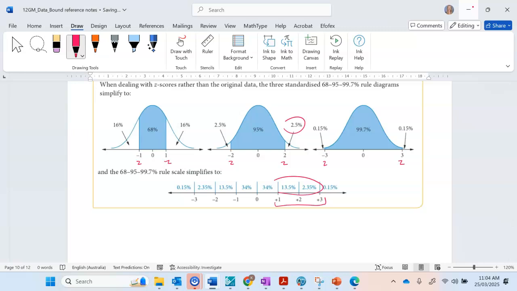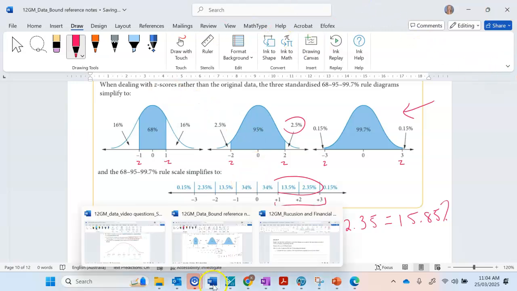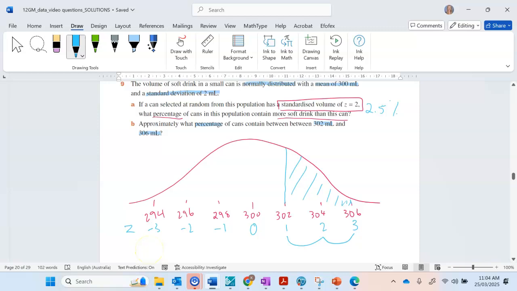So you can see it's a little bit harder to do it from these diagrams because we're going from 1 standard deviation above to 3 standard deviations above. So we're just going to add these 2 numbers together. So 3.5 plus 2.35. And you can do that on your calculator, but what is that going to give us? 15.85%. All right, so 15.85%.